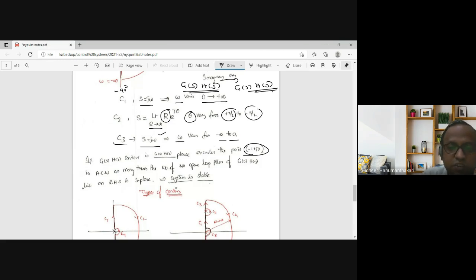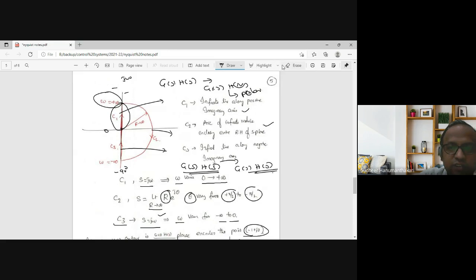If there is one zero lying on the right hand side of the S plane, we should see a corresponding clockwise encirclement. If there is any pole lying on the right hand side of the S plane, the corresponding encirclement should be anti-clockwise, as many times as the number of open loop poles lying on the right hand side of the S plane. This will be valid for a transfer function of type 0. For a type 0 system, this will be valid.